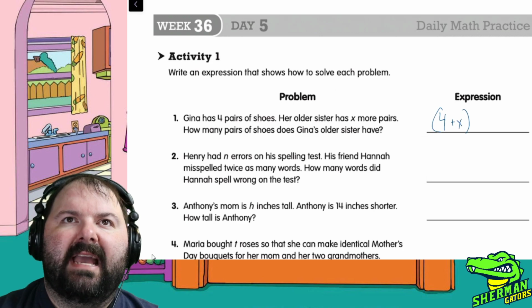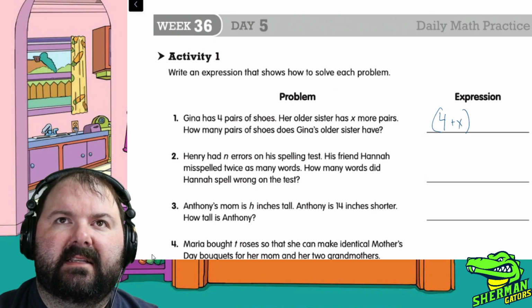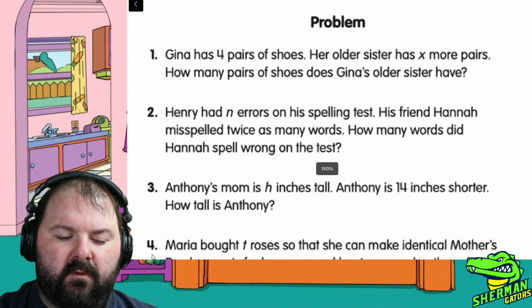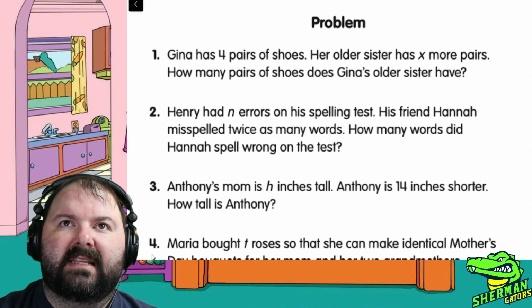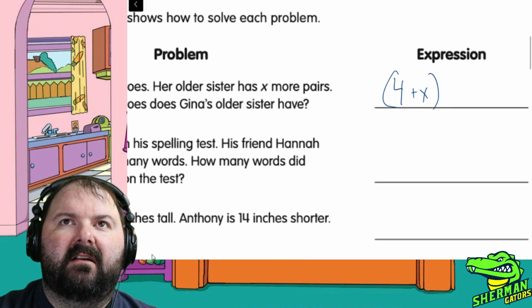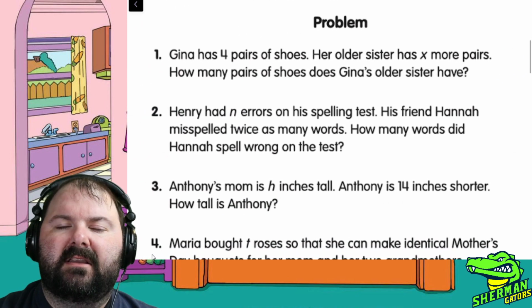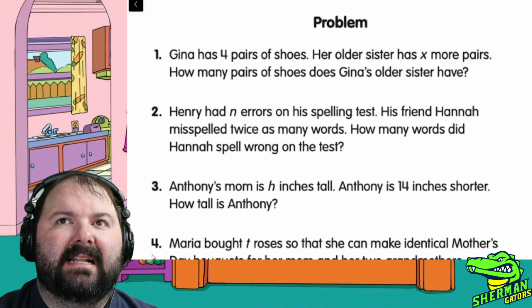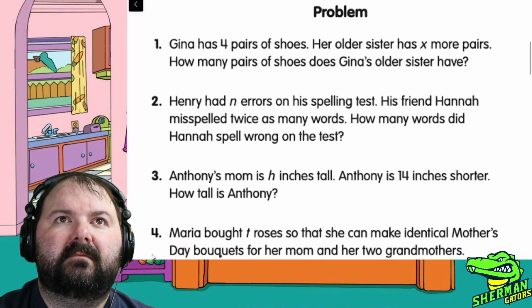Number 2, Henry had N errors on his spelling test. His friend Hannah misspelled twice as many words. How many words did Hannah spell wrong on the test? Now, what I did over here, it might work, it might not. Do not just copy it and think that you are done if you did that. That is not what it's asking you to do.